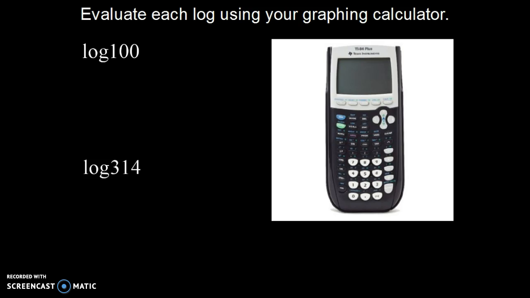Moving on to evaluating logs with our calculator, first I want to point out where this button is. The log button, whether you're on a TI-84 or a TI-83, is right next to the 7. It just is LOG. And it's also on some scientific calculators as well.